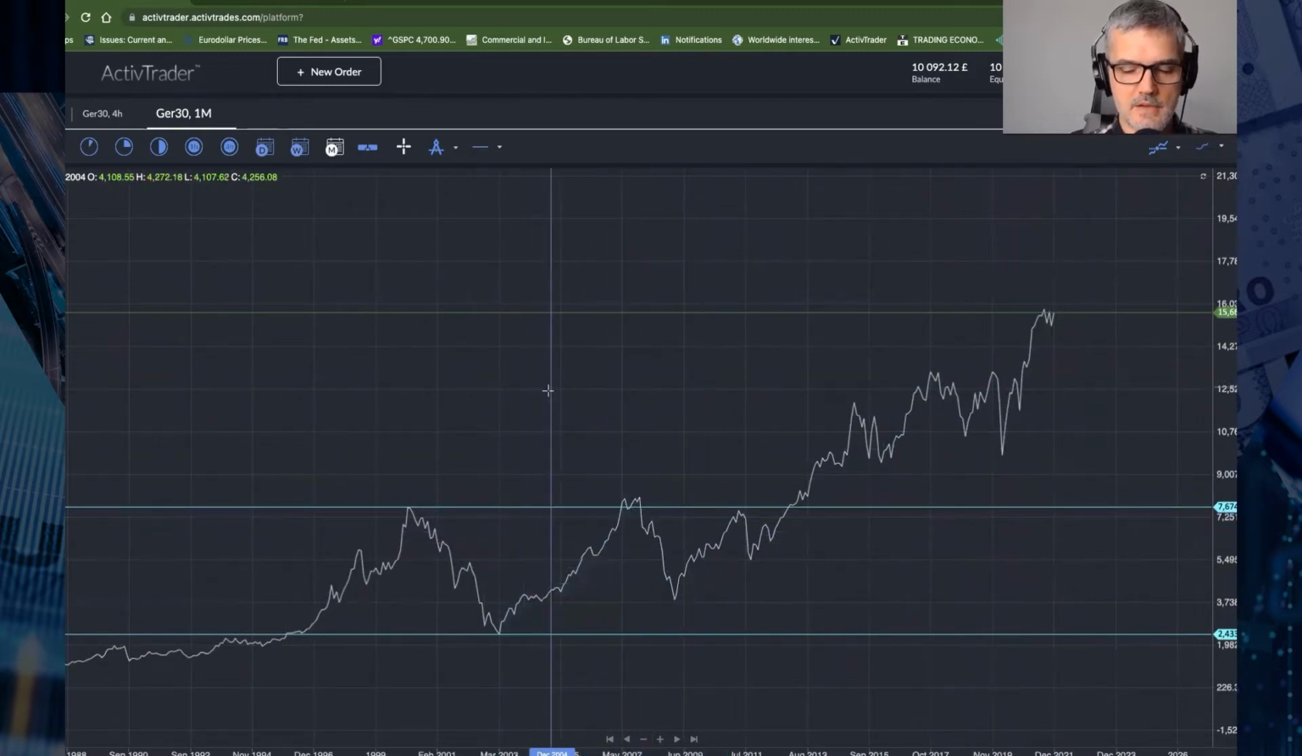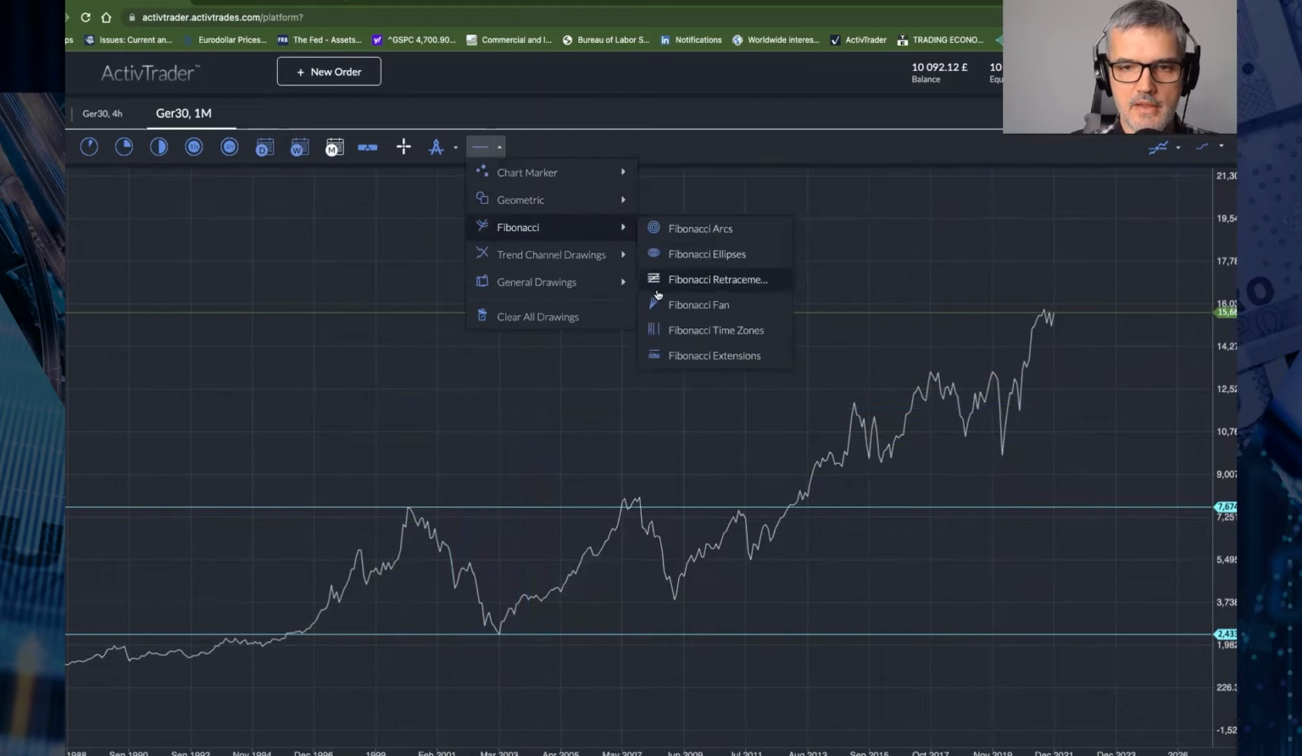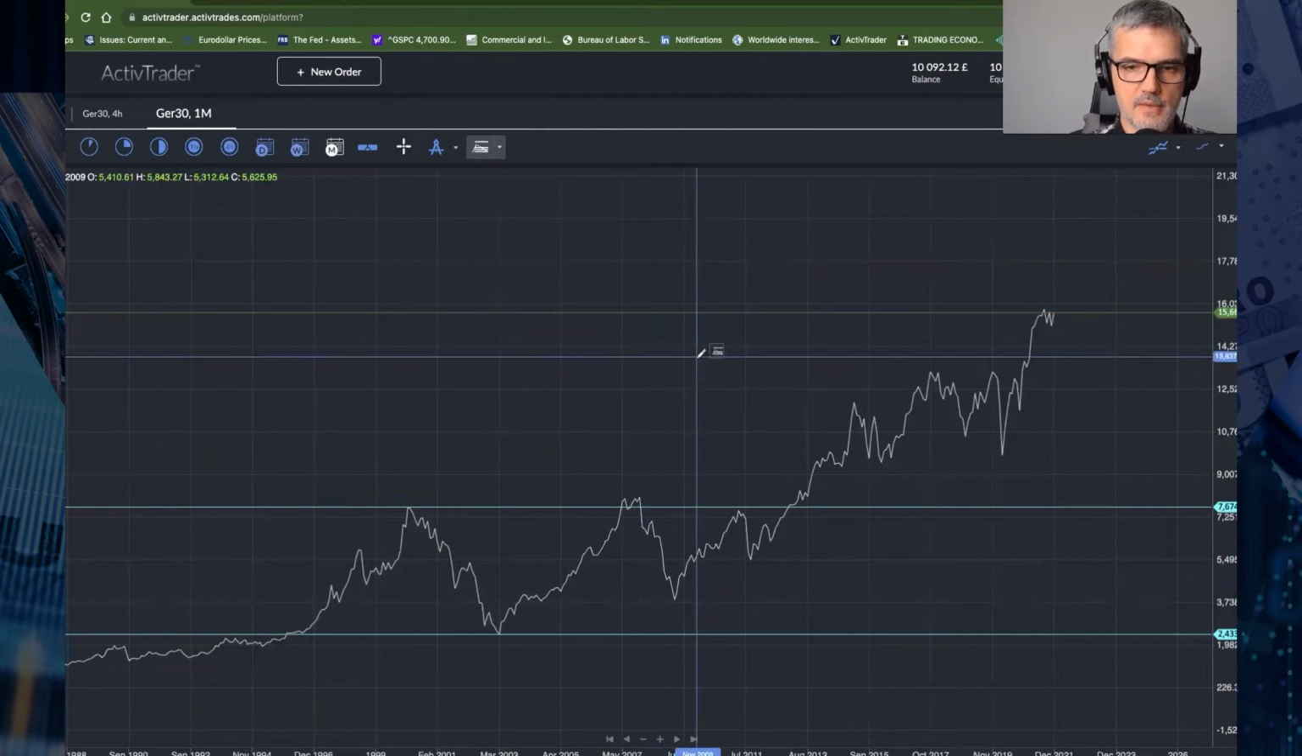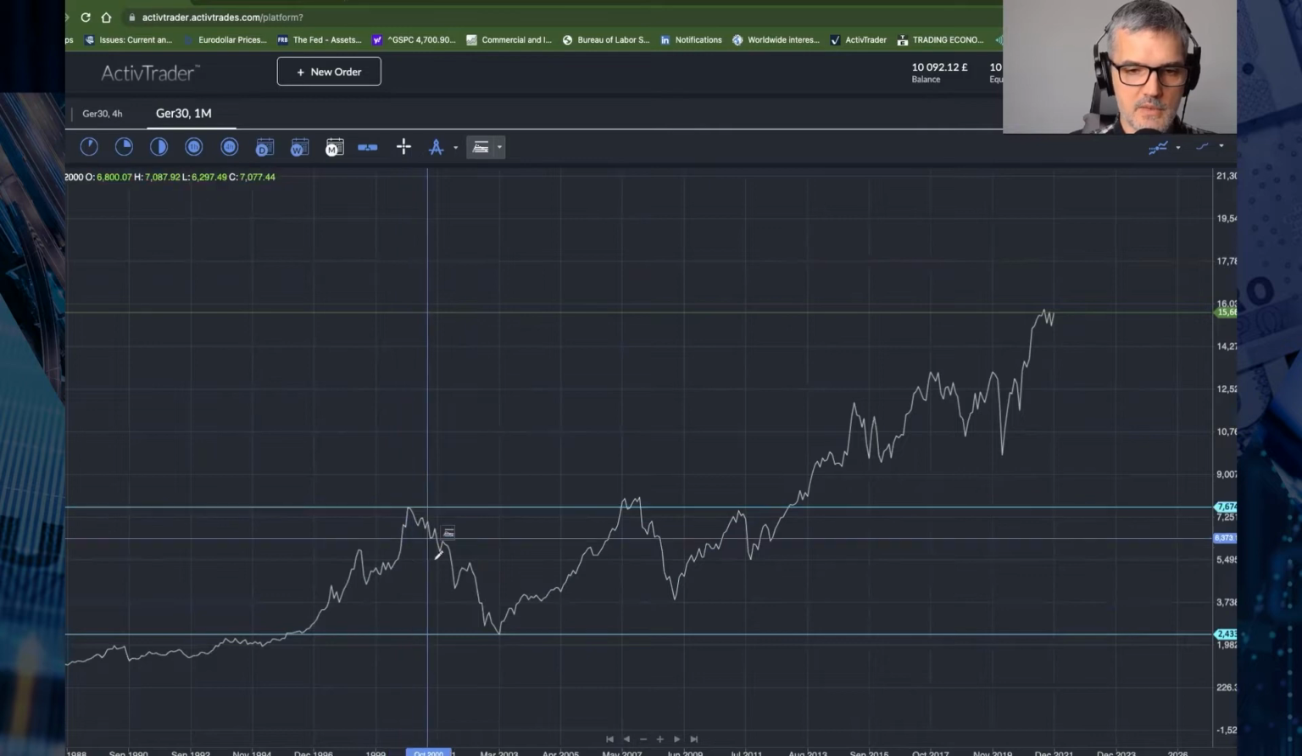Right. In terms of extensions, once we know where the trend range is or where we've got a pullback, we can use the Fibonacci extension tool. So Fibonacci extension tool here. Like I said, this was a trading range, so we had a swing high, swing low.